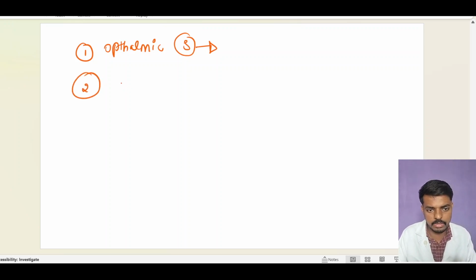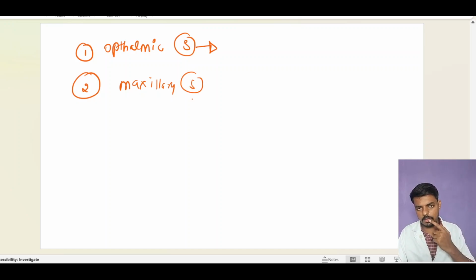Next one is our very important maxillary branch, which supplies sensory function to our upper lip, lower lip, and the outer part of our nose. Okay, very important.